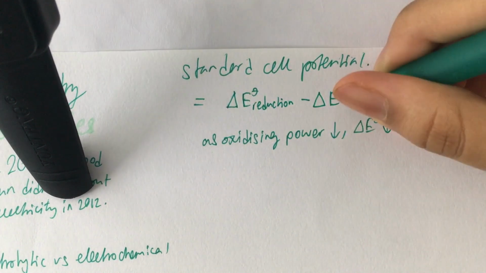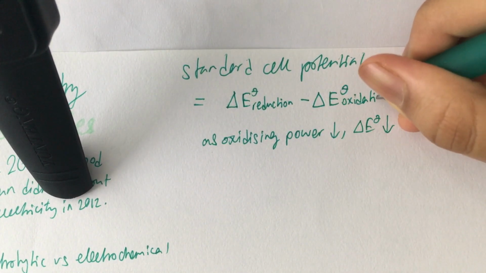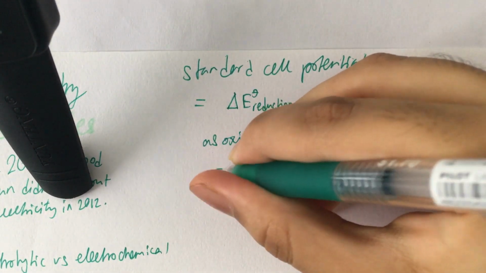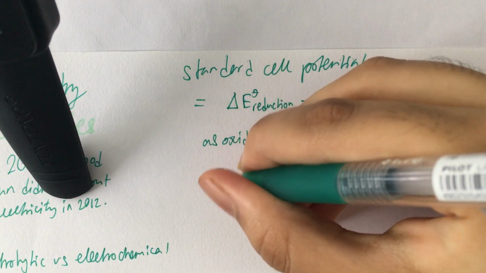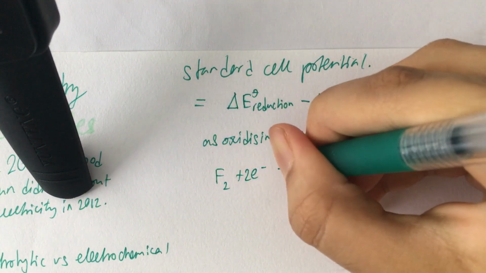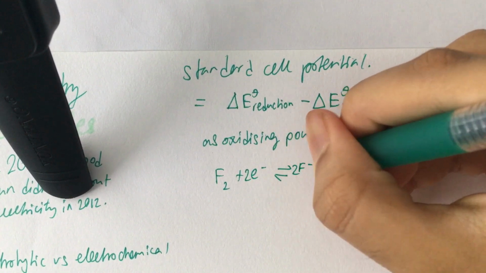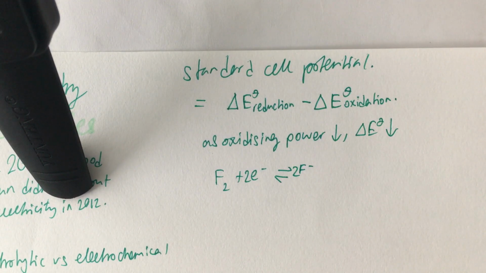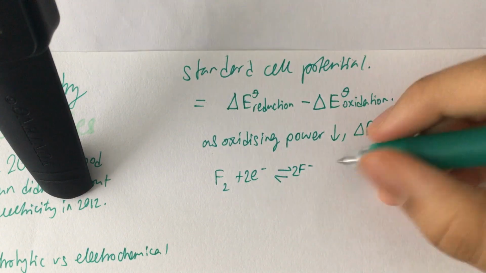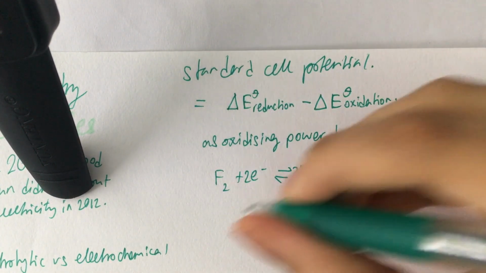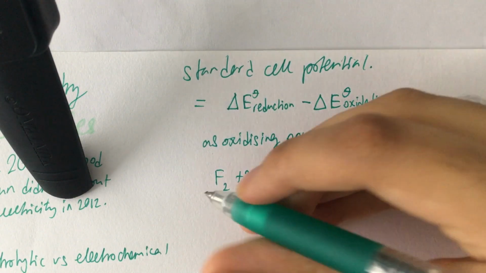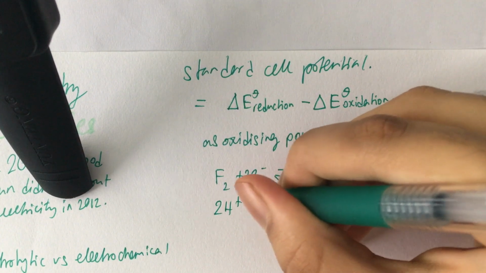So for example, the very first one in the list is fluorine plus 2 electrons becomes 2F minus, so that's the reduction one. Then if you minus the hydrogen, because hydrogen is lower in the list and would get oxidized by fluorine, if there was actually a reaction between fluorine and hydrogen, then you would have 2.87 minus 0, which is plus 2.87. Of course, the 2.87 is already based on the standard hydrogen electrode.